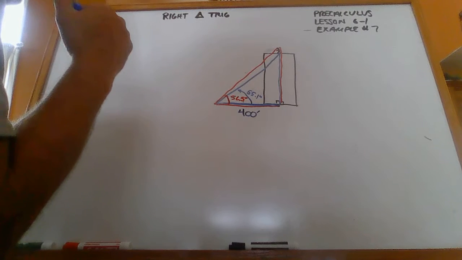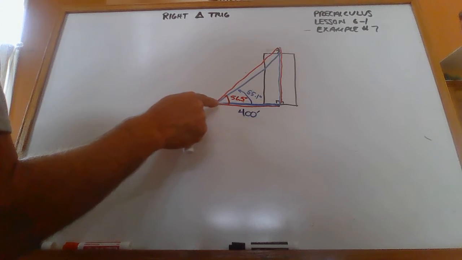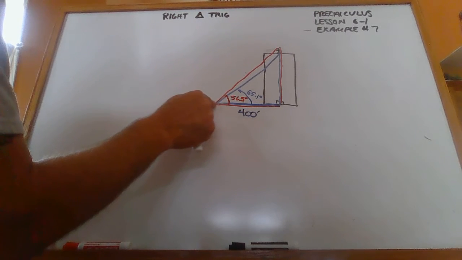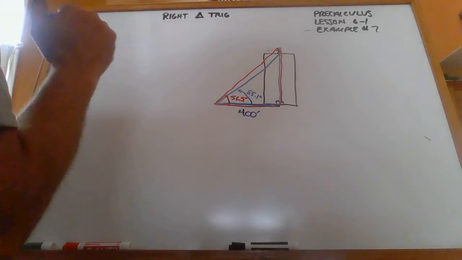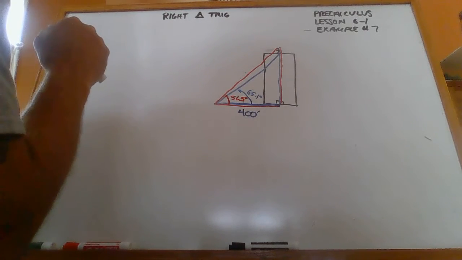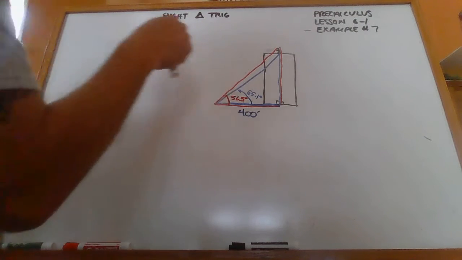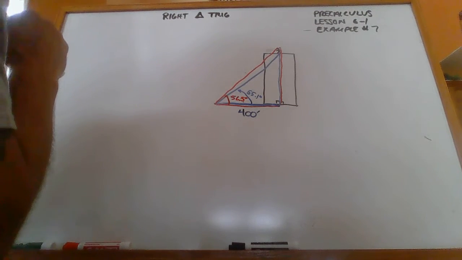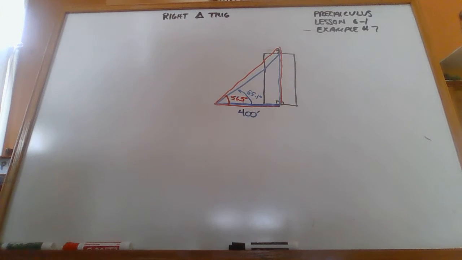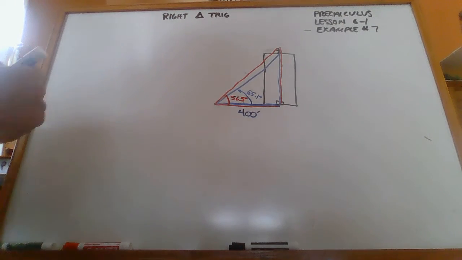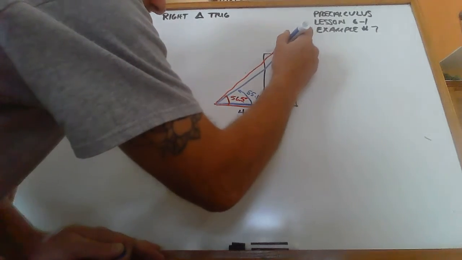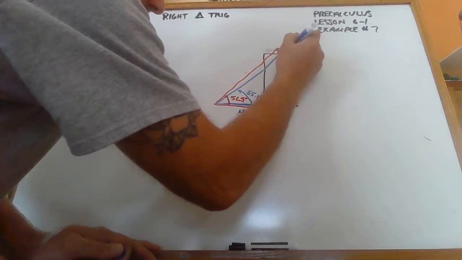400 feet from the center of the building, and we see that the angle from 400 feet to the bottom of the statue is 55.1 degrees. That's all in blue. And the angle to the top of the statue is 56.5 degrees from the same place. That's the red triangle. What we need to do is calculate the height of that statue. So basically what we need to find is this distance right there.